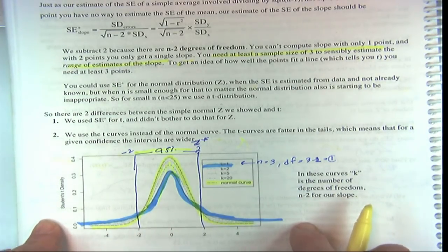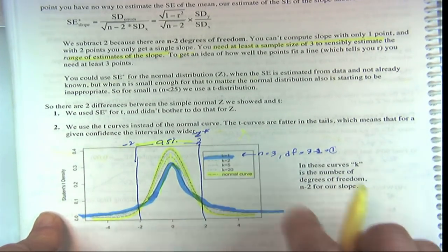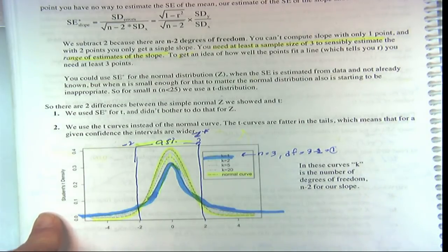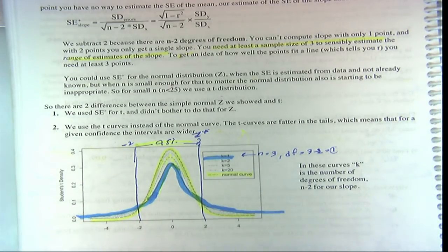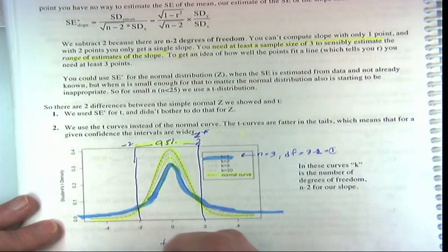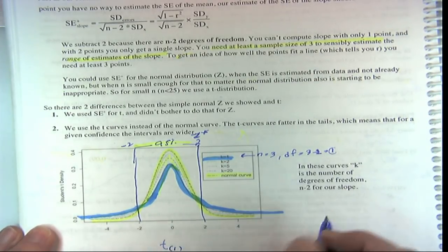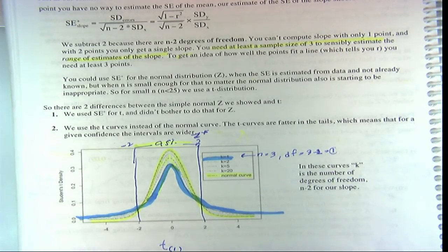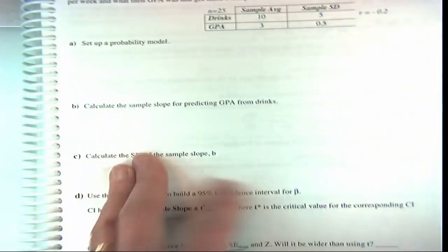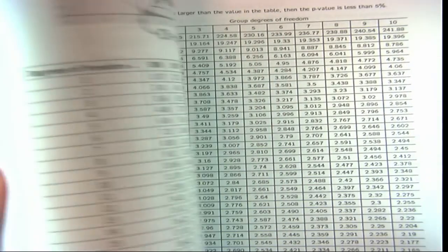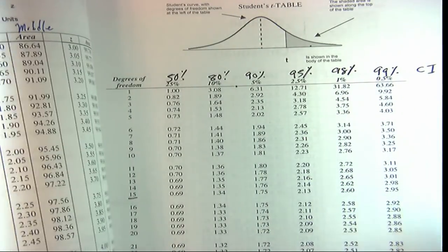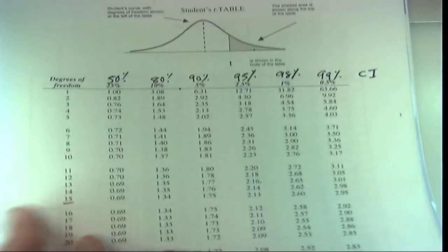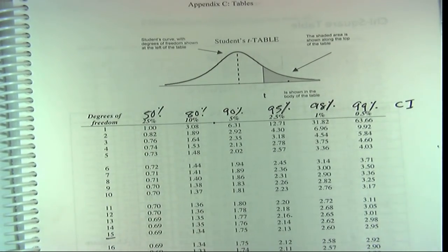So how much further do we have to go out? Well, to get 95% on this t-curve, a t with 1 degree of freedom, to get 95% in the middle, we're going to have to go out very far. Let me show you. Let's look in the book. And it's going to be much wider. So, all right, so here's our t-table.